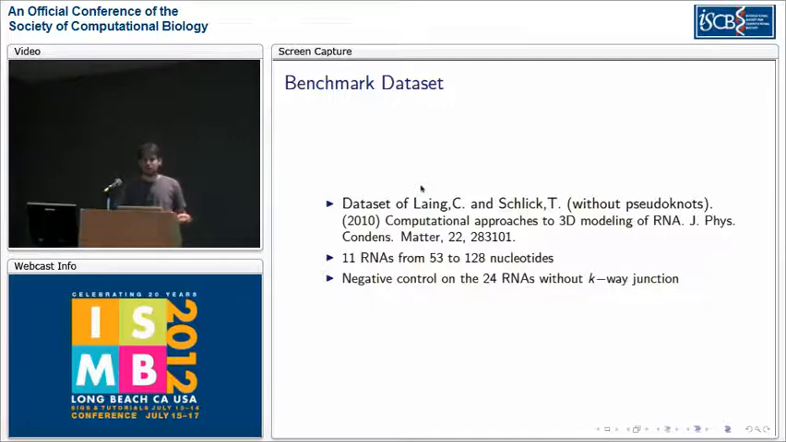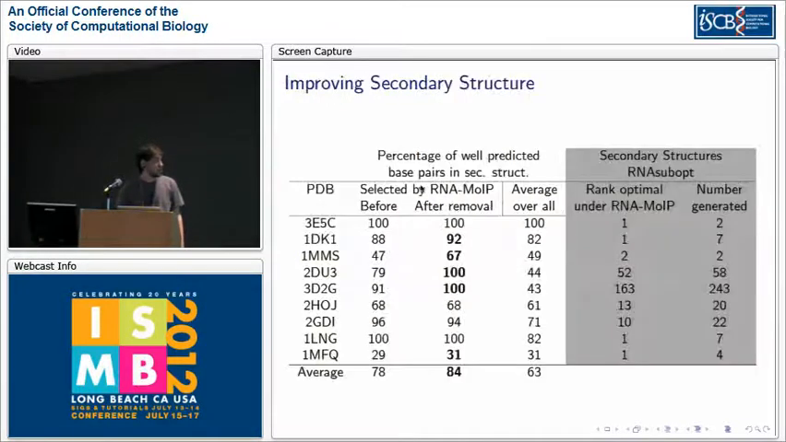Nonetheless, for the 11 RNAs with three-way junctions inside, 2 of those had no homologous three-way junction inside the full database of the PDB, so we couldn't do any reconstruction of them. And for the 11 remaining, first, the important thing is how did we select and improve the secondary structure? To the far right, what you can see is the secondary structures were predicted with RNAsubopt. The final column is the number of secondary structures that were predicted.